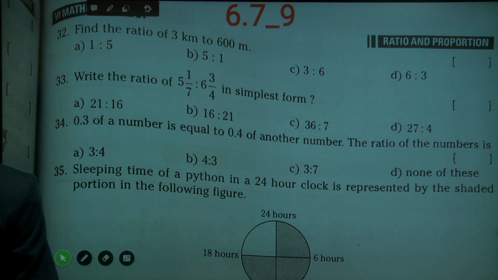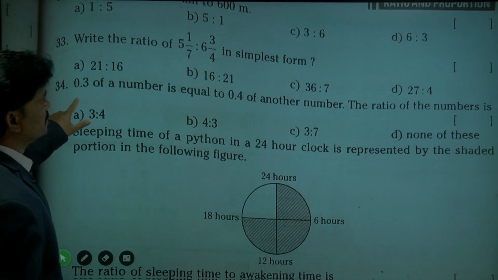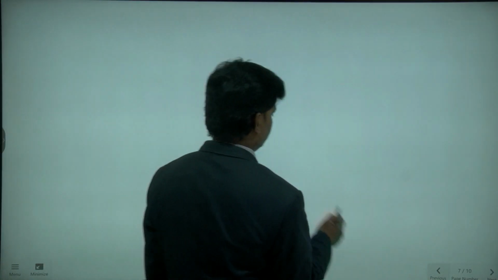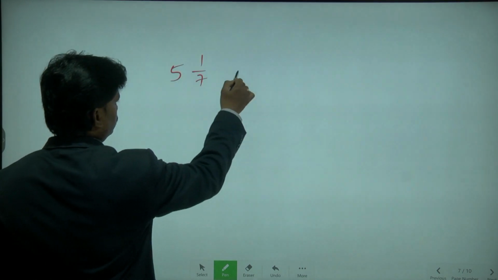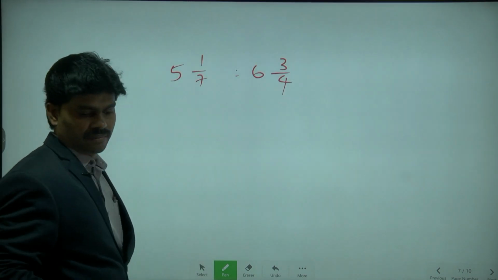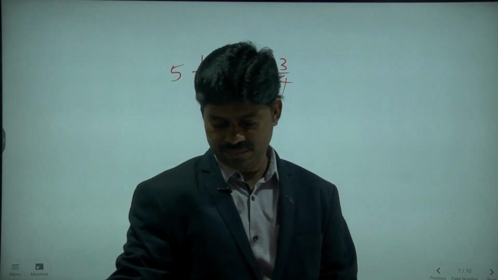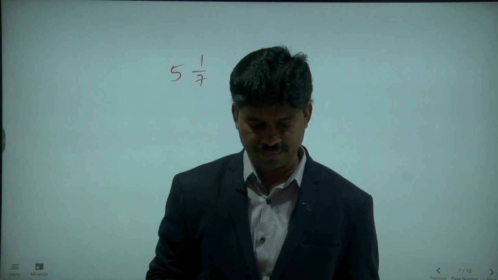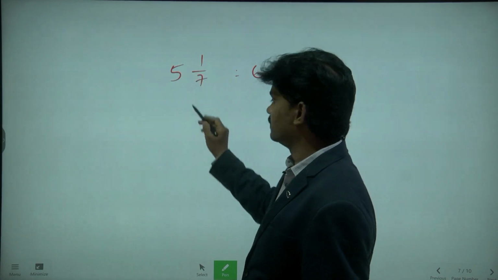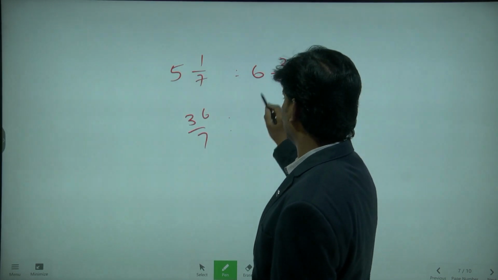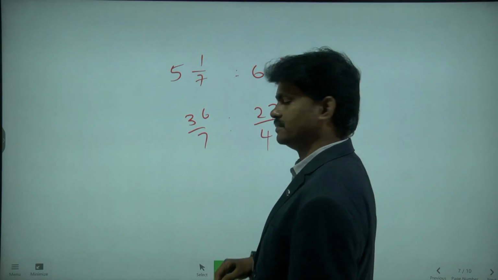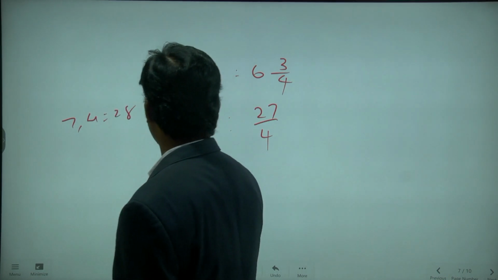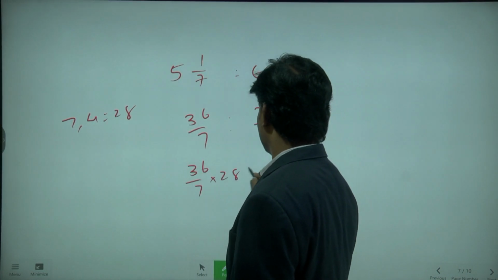Okay. Next, 5 1 by 7, 6 3 by 4, simplest form. 5 1 by 7 and 6 3 by 4, simplest form. Let us convert into improper fractions and then we will do this. 5 7s are 35 plus 1, 36 by 7; 24 plus 3, 27 by 4. So for 7 and 4, if we take LCM, we will get 28. So multiply both of them with 28.